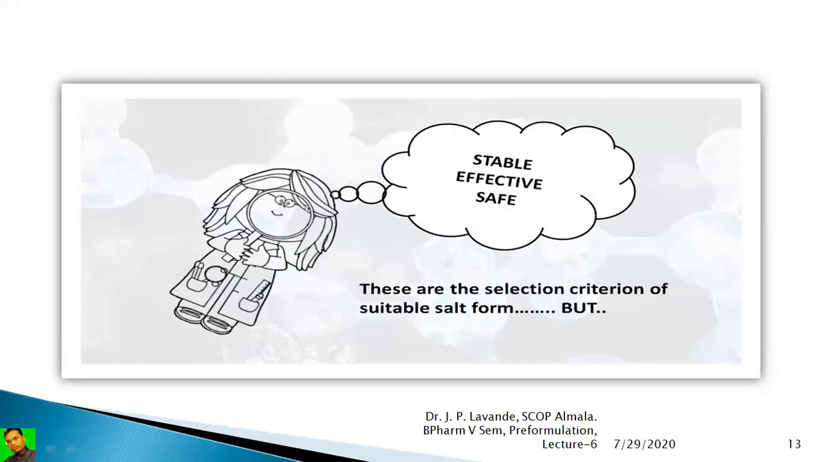Now again recall the things associated with pre-formulation. What we want is a stable, effective, and safe kind of formulation. So that's why it is very necessary to study the solubility. But in addition to all these, we require the efficacy also. Efficacy, that is in vivo effectiveness. Effectiveness, that is the in vitro safety profile. So these are the selection criteria of a suitable salt.